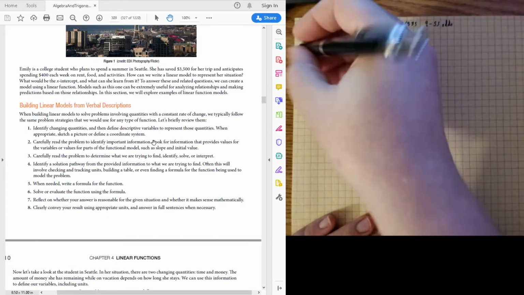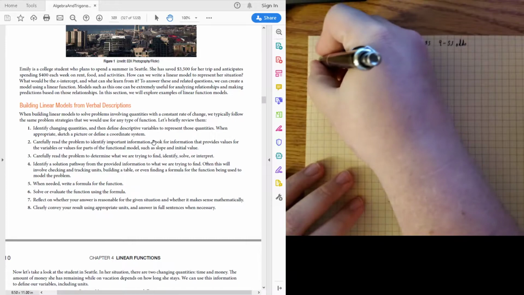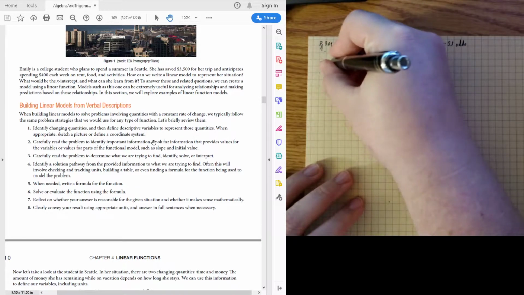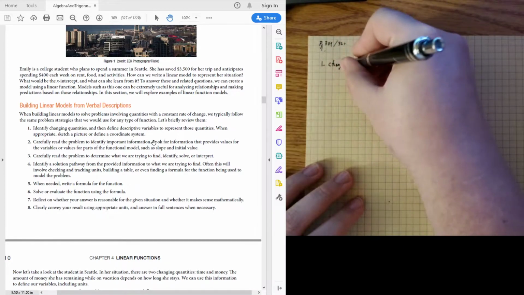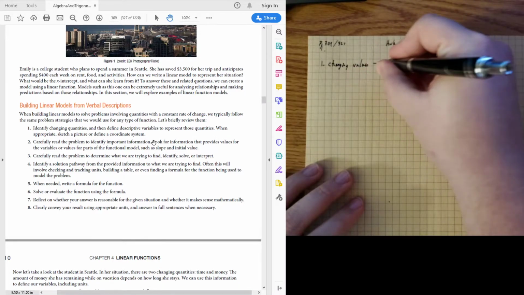Okay, number 1. When it comes to being able to build a linear model, one of the first things you know is identify changing quantities and then define them as variables. And if you can, use a picture. So, number 1, you want to determine what's changing. These changing values will become your variables.